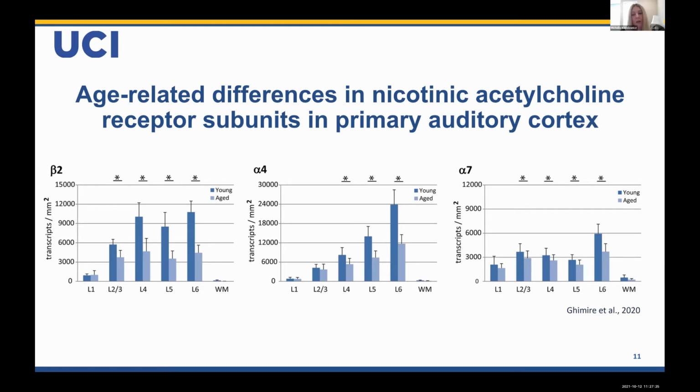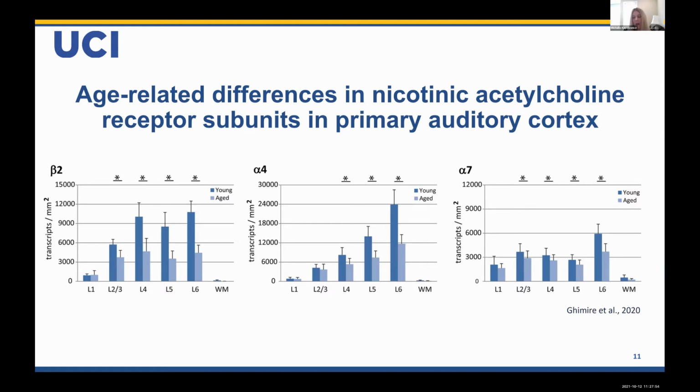It's a control that this research group put in to show we don't really have any receptors, or little to no receptors, there. So we're counting essentially the number of these transcripts that are there. And the dark blue is showing you the number in the young versus the aged brain tissue in this region. And the aged tissue has a significantly smaller number of these receptors than the young tissue.